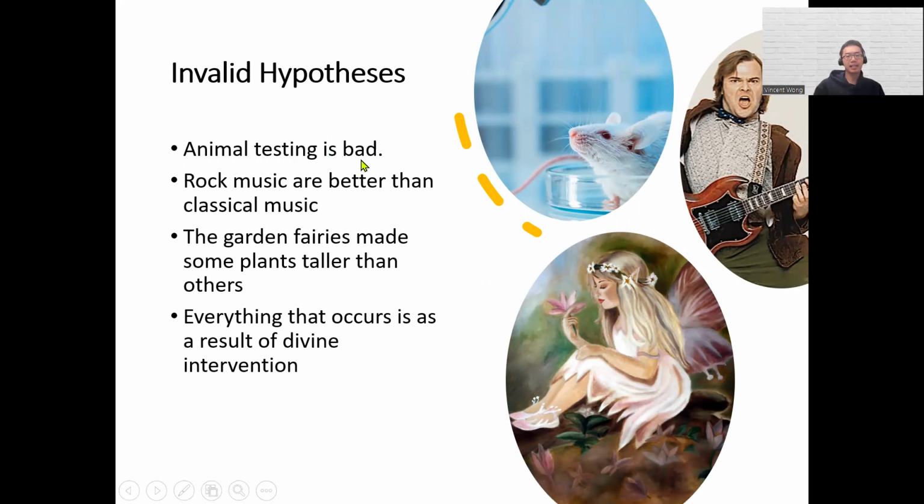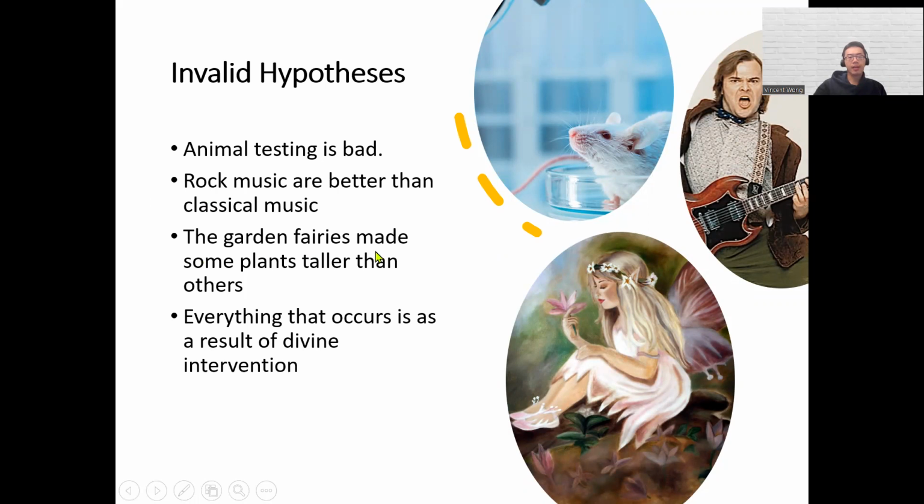Animal testing is bad. Right? That is not a valid hypothesis because that's an opinion. To you, maybe that's true. Maybe you are against animal testing, and that's fine. But other people might think it's a good idea, right? To be able to have an animal model that mimics a particular disease, and then you research on that. So again, no right or wrong here. Personal opinion cannot be a hypothesis. Rock music is better than classical music. That is also an opinion. You cannot prove that one way or the other. So that's a bad hypothesis.